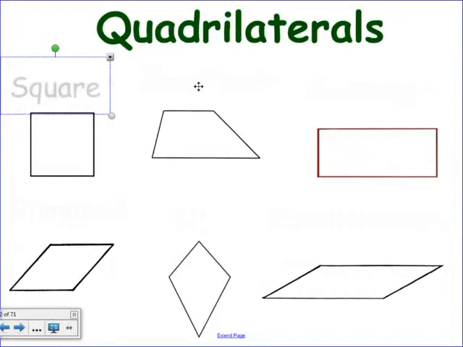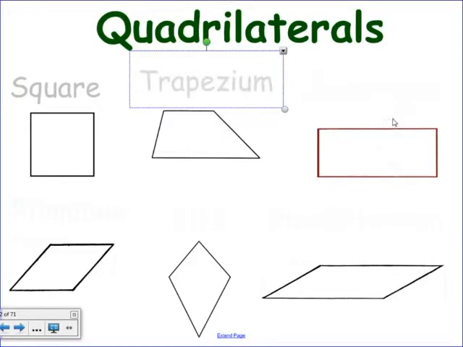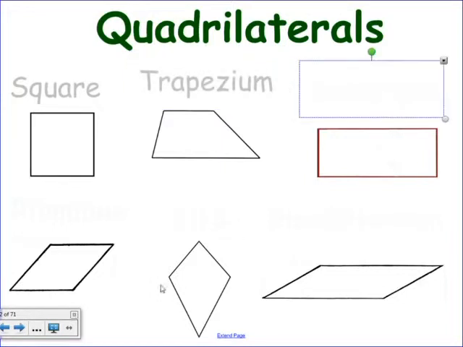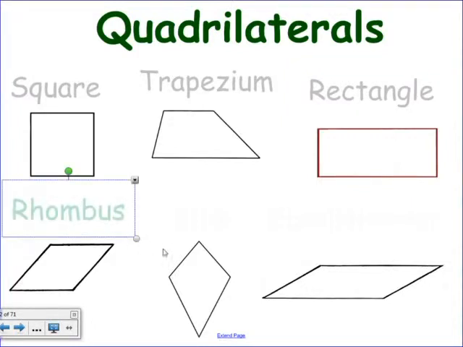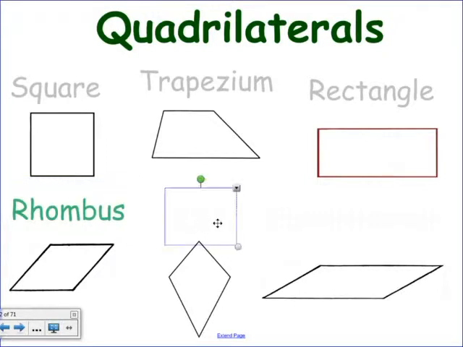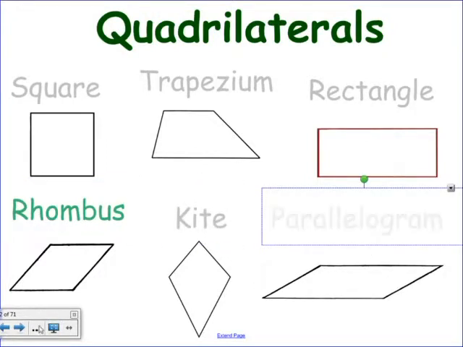Next one along. Sam? Trapezium. Trapezium, good, because it's got the two parallels. Next one, Adam? Rectangle. Rectangle, good. Next one, Drew? Rhombus. Rhombus, yeah, good. A square on its side. This one, Sam? And John, last one? Parallelogram. Parallelogram. Excellent.